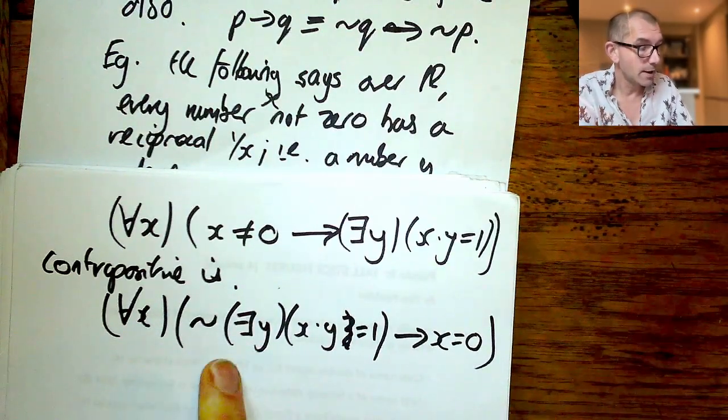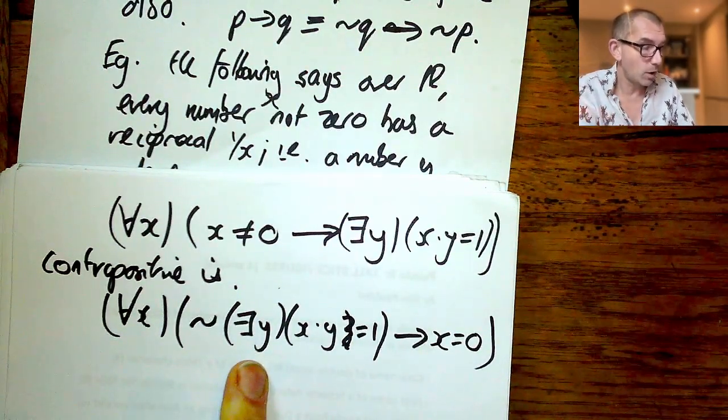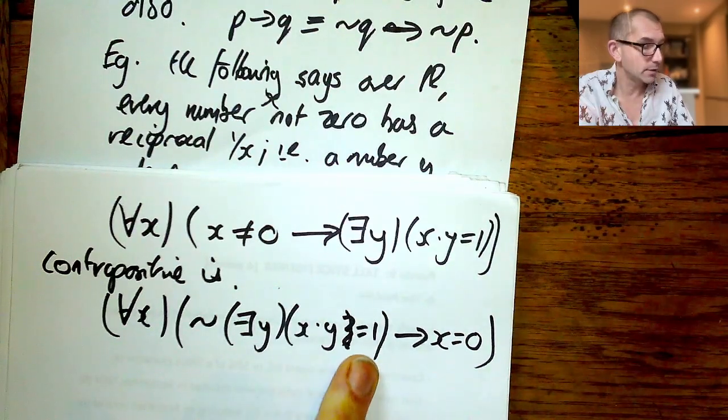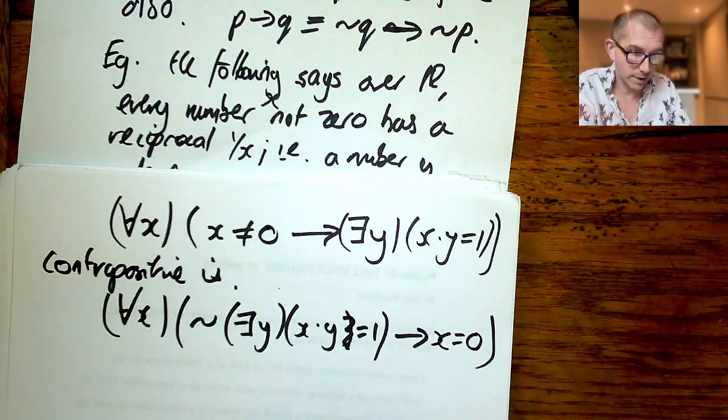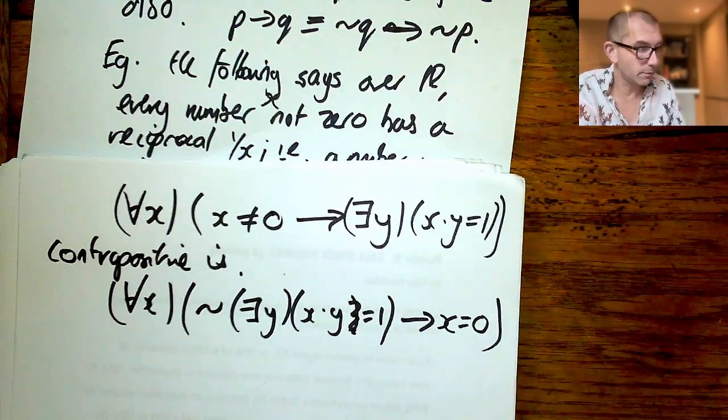This is saying the only time that I can't find a y where x times y is equal to 1 is when x is 0. That is the same statement, and it's the right one.